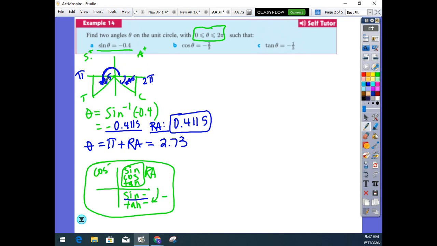Now, we also need our fourth quadrant. So I'm going to take 2 pi and take away my reference angle. 2 pi minus the reference angle. And I get 5.87.